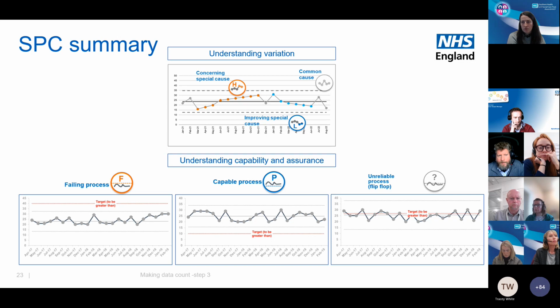Then for our targets, we term this capability assurance. You'll get an orange F if you're consistently failing the target, and statistically it looks like you're going to be unable to meet that target without some serious service redesign underneath. You'll then get a blue P if you're capable of passing that target, P for passing, and this shows that you're consistently able to meet that target. And then you'll get this grey question mark if it's an unreliable process.